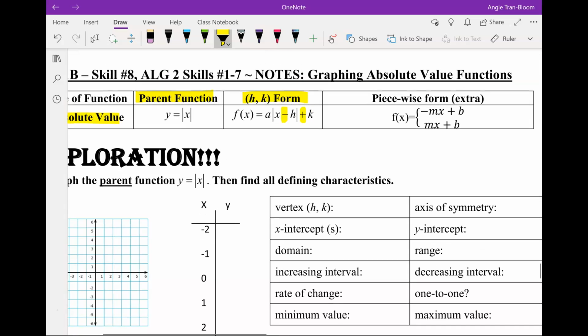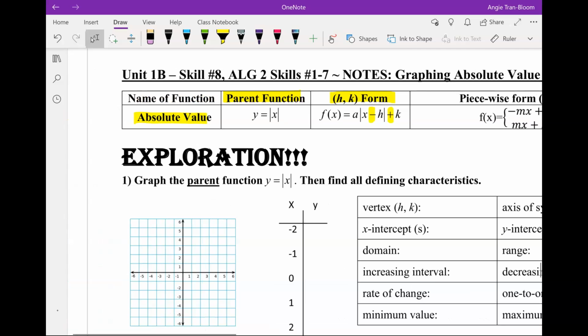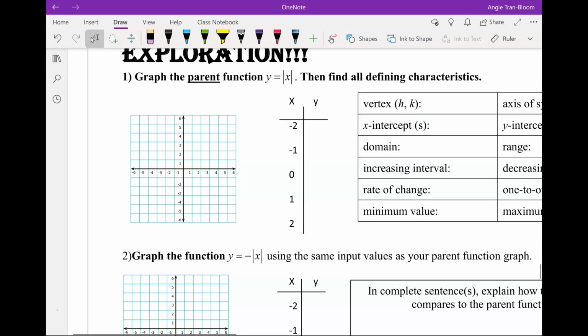Now, because it's an absolute value, we also have a piecewise. In a little bit, we'll explain why a piecewise is also applicable for an absolute value function. Okay. So we have multiple explorations. We'll start with the first one. Exploration number 1. Graph the parent function, y equals absolute value of x.